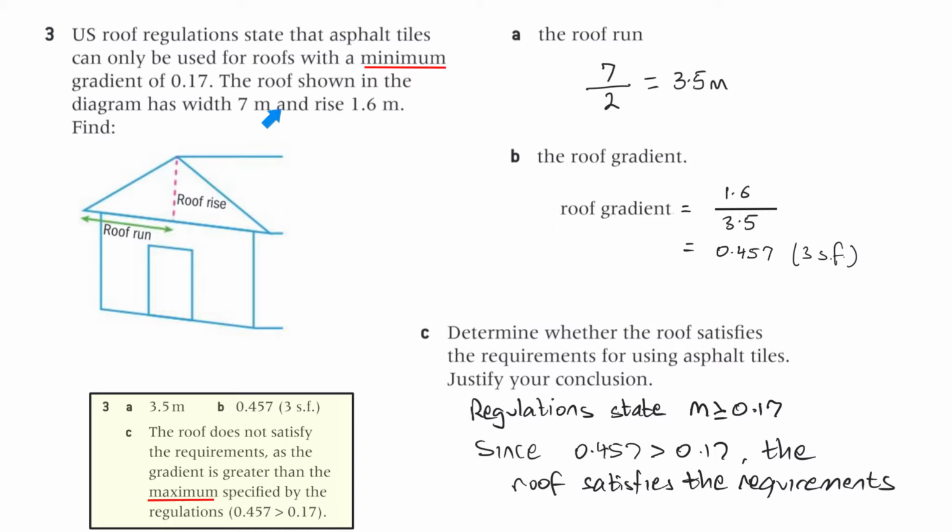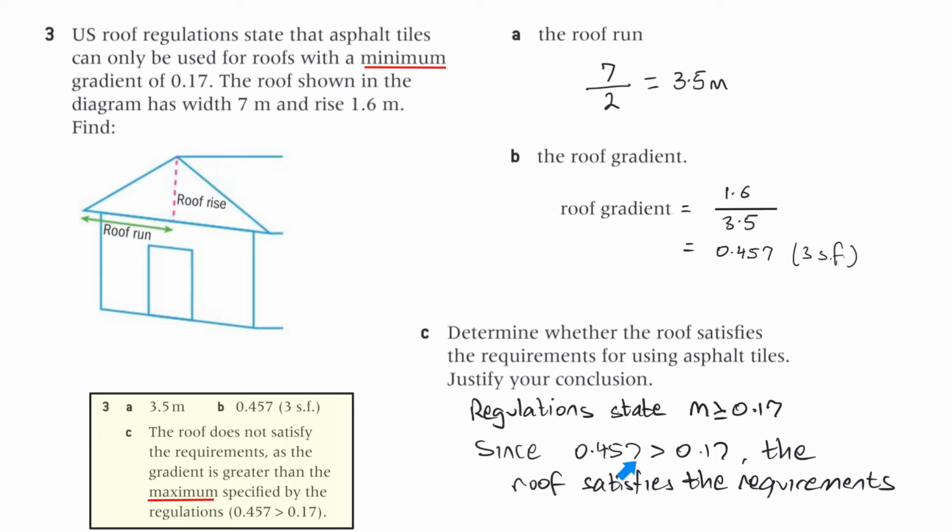Now this number here of 7 meters is the width from here to here, so we have to divide it by 2 and we get 3.5. So this green arrow here, that's 3.5. The rise is 1.6. The roof gradient is the rise over the run, and that's 1.6 over 3.5, which is 0.457 to 3 significant figures. C: determine whether the roof satisfies the requirements for using asphalt tiles. Justify your conclusion. Regulations state that the gradient must be greater than or equal to 0.17.